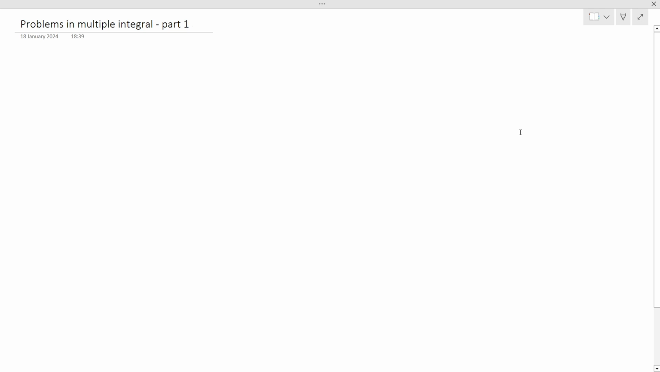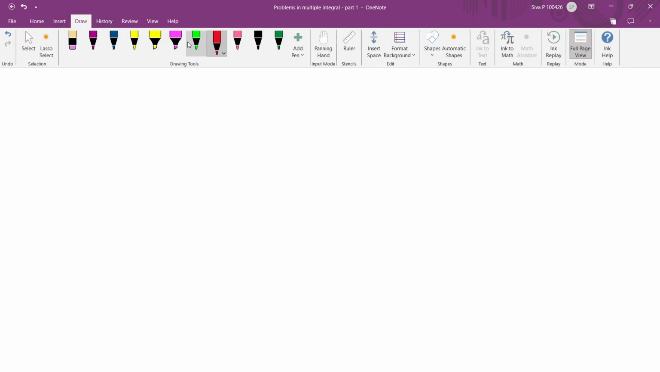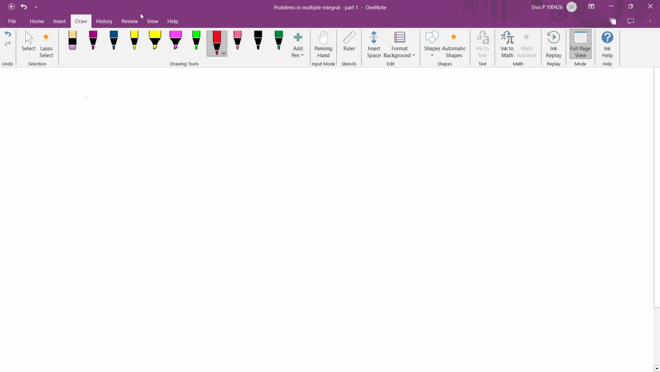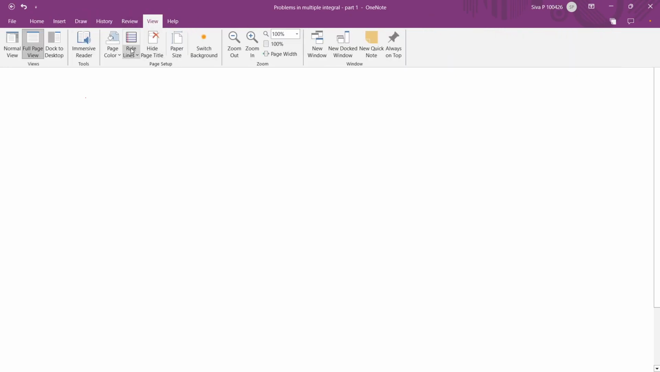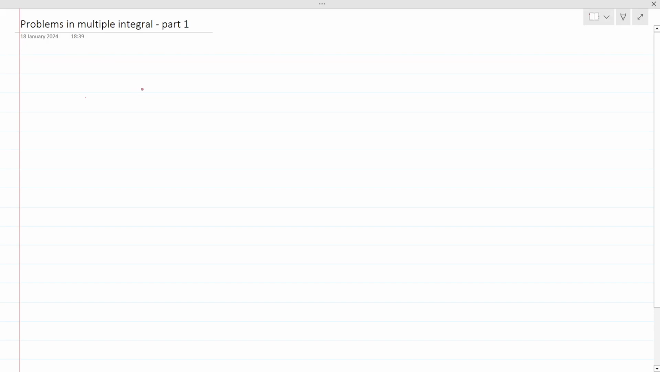First problem, you can choose from different. Okay, this is print already. Right here. Can view the rulers, those are easy to write. Okay, first we write the problem.